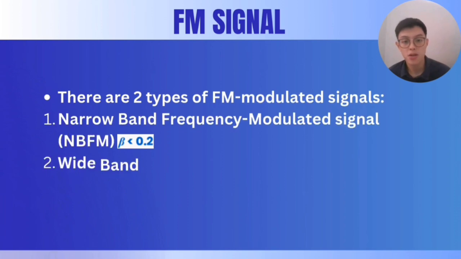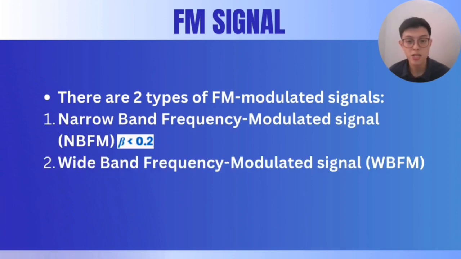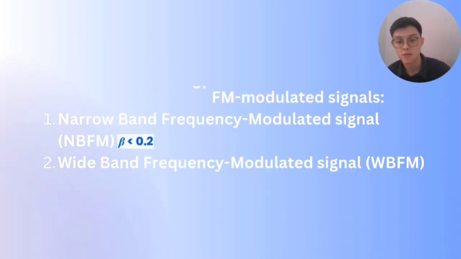There are two types of FM modulated signals. The first type is narrow band frequency modulated signal. The modulation index beta is smaller than 0.2. And the second type is wideband frequency modulated signal, and the modulation index beta of wideband frequency modulated signal is bigger than 0.2.